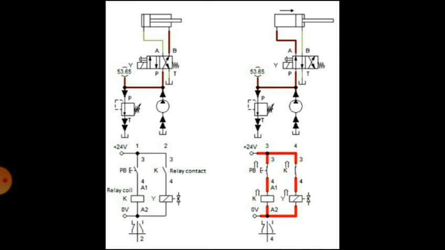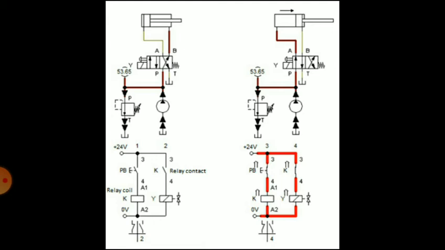You can see in the left hand side circuit diagram, the hydraulic part, how the valve position is changed. So in the first circuit diagram you can see there is a 24 volt supply, then the push button and the relay coil are connected. So in an indirect control, the relay coil and the relay switch are required, connected in the circuit in between the push button and the solenoid valve. So that is called an indirect control.